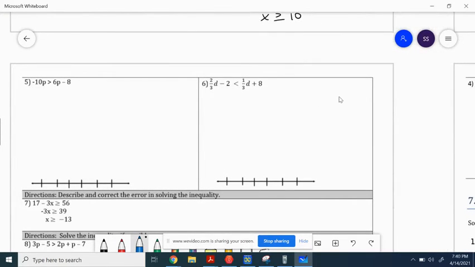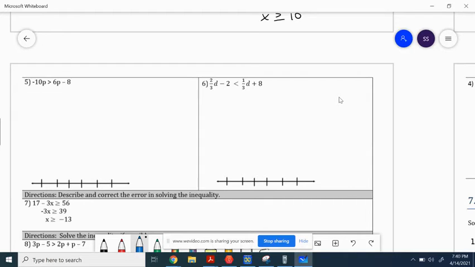Number 5 looks pretty straightforward, but just keep in mind we might have to flip a sign there, possibly. Number 6, there's fractions. I know you guys probably don't want to deal with this one, so I'll go ahead and do this one for you.